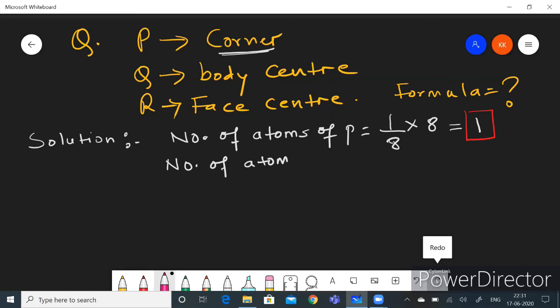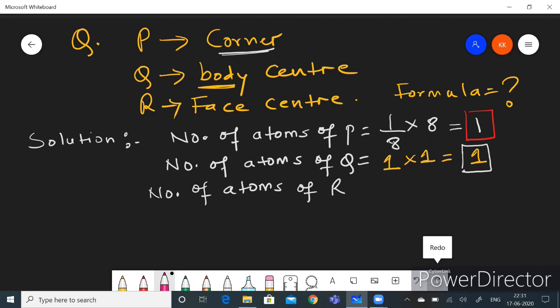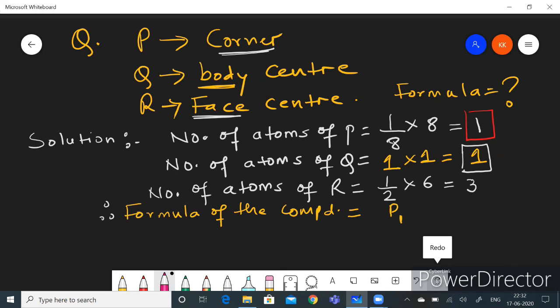Number of atoms of Q. Q is at the body center. We have only one body center. So 1 into number of atoms contribution is 1. So total is 1. Number of atoms of R is at the face, and face contribution is half into number of faces is 6. So we get 3. So number of atoms of R is 3. And the formula of the compound turns out to be P1Q1R3. So that's the formula.